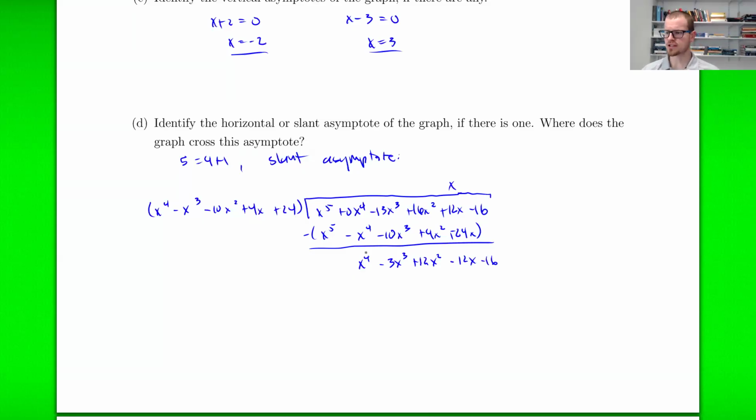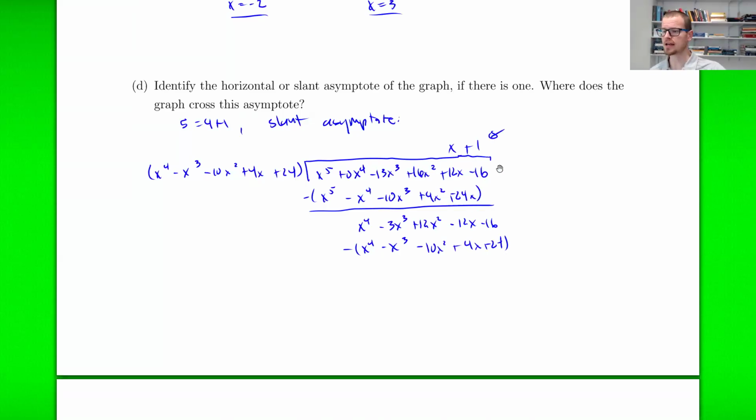Now to get the coefficients to match, I just need to multiply by 1. So I'm going to have x to the fourth minus x cubed minus 10x squared plus 4x plus 24. I really don't need to perform all of this. This already tells me what that slant asymptote is, but it's nice to write it all out. So x to the fourth minus x to the fourth gets rid of the x to the fourths. Negative 3 plus 1 is a negative 2. 12 plus 10 is 22.